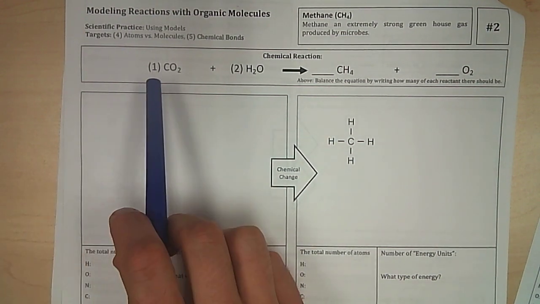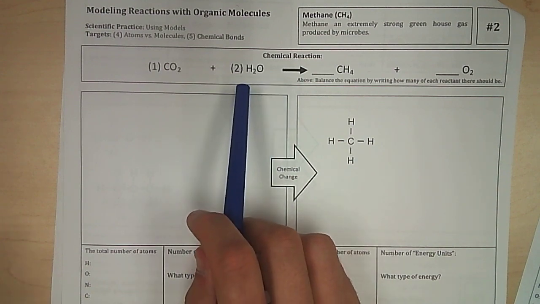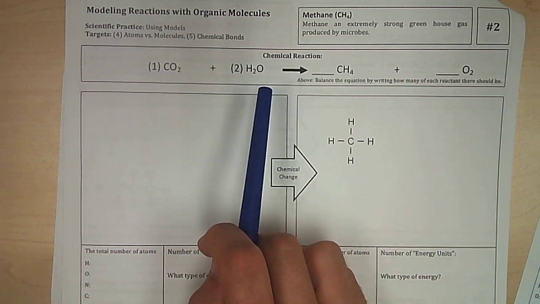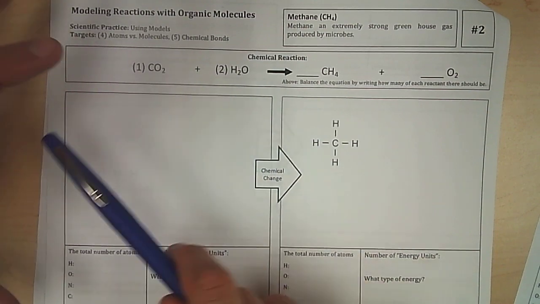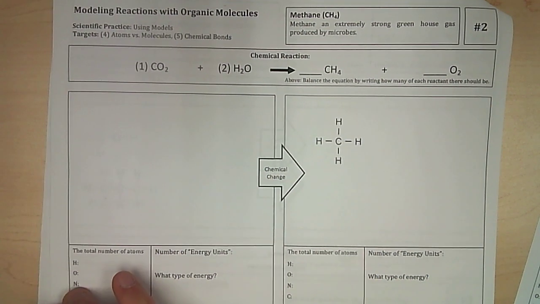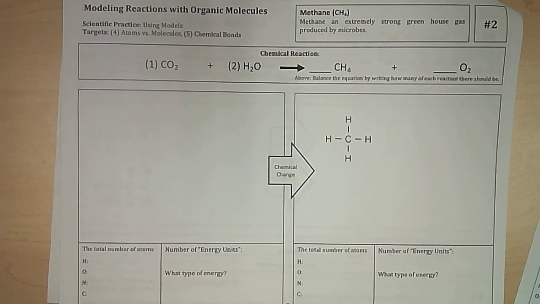So in this problem I have carbon dioxide and water, and those are my reactants, and those atoms are going to rearrange and form the molecules methane and oxygen. Those are my products. So when modeling this process, we want to show how this reaction would go down, but we also want to keep in mind our big rules of science: that mass can't be created or destroyed, and that energy cannot be created or destroyed.